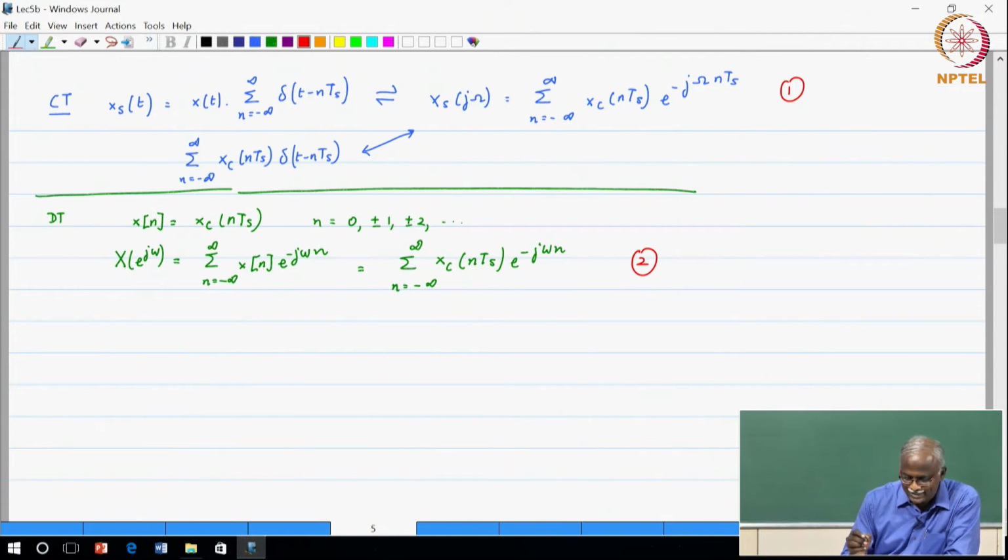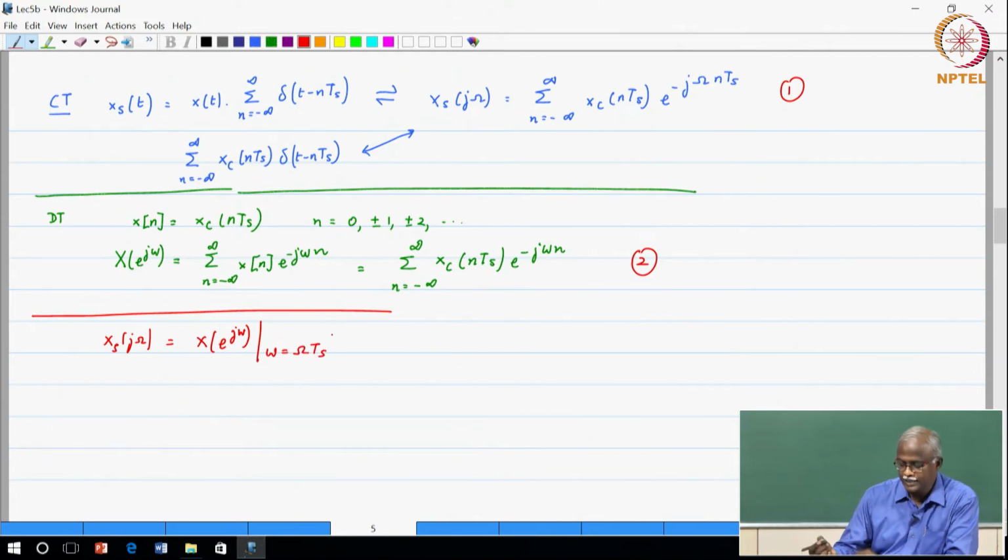So the next step is a very important link between the continuous time and the discrete time, which basically says, comparing 1 and 2, we write down the following: Xs(jΩ) has to be the same as Xe(jω), Xe(jω) evaluated at ω equal to ΩTs. That is the relationship between the continuous time frequency and the discrete time frequency.